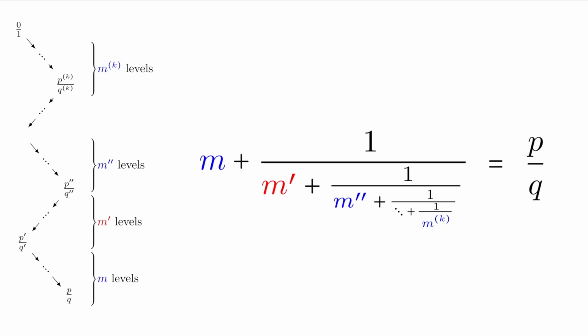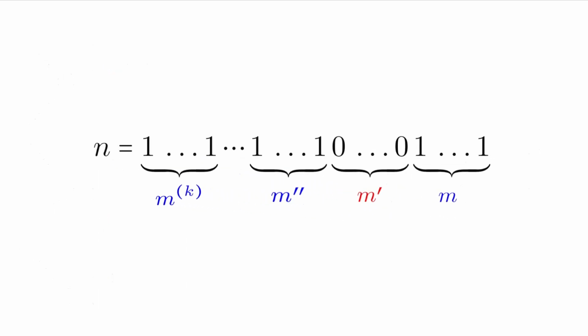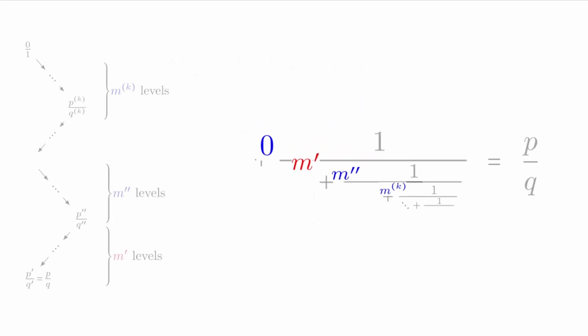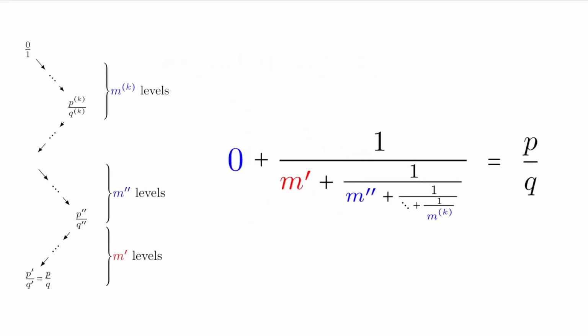And remember, the coefficients also count the numbers of consecutive 1s and 0s in the binary representation of n, which is the term number of p over q in the Calkin-Wilf sequence. So far, we've only seen paths in the tree which end with right movement. If instead a path ends with left movement, our convention is that the coefficient m representing final right movements is 0. In the continued fraction, this makes the integer part 0, which is expected since the left rule creates proper fractions.